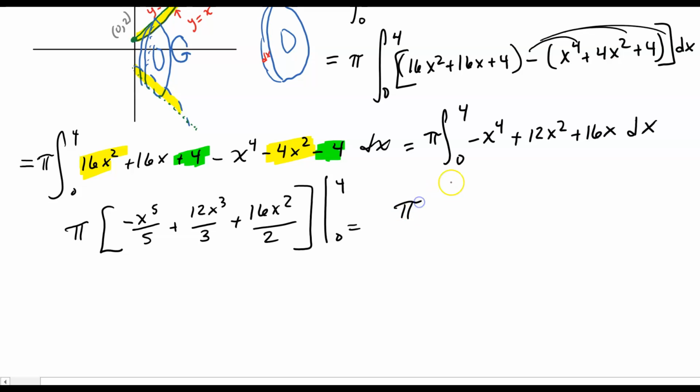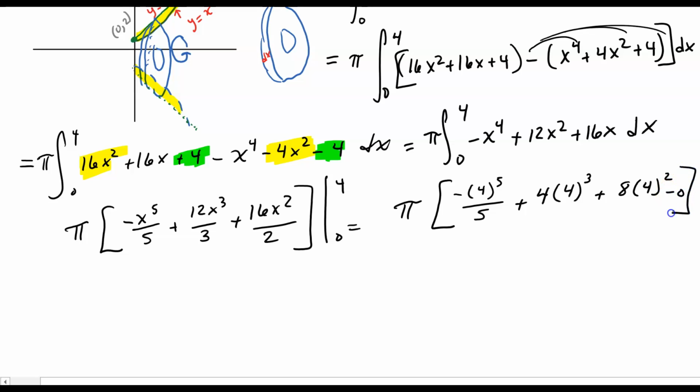And so what does that look like? Pi again there. We're going to have a negative 4 to the 5th power over 5, plus 4, right? 12 divided by 3 is 4, times 4 to the 3rd power, plus 16 over 2 is 8, times 4 to the 2nd. Okay, and then of course we're going to subtract 0 from all of that. And let's see what we get. Pi again on the outside.